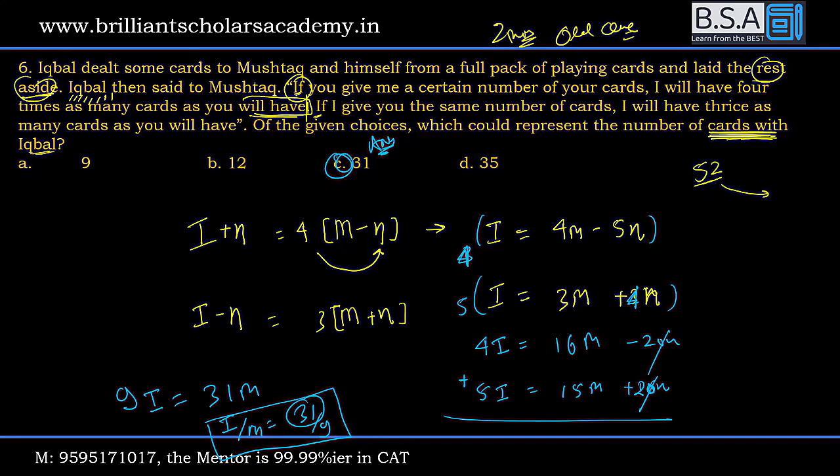Confirmation of the solution. The ratio comes out to be 31 by 9. So the cards with Iqbal are multiples of 31 and with Mushtaq multiples of 9. So I'm looking for Iqbal. How many cards could he have? On the screen, there's only one multiple of 31. You cannot have any other multiple because there are 52 cards. The second multiple will make it 62 cards and 18 cards. It will surpass 52.